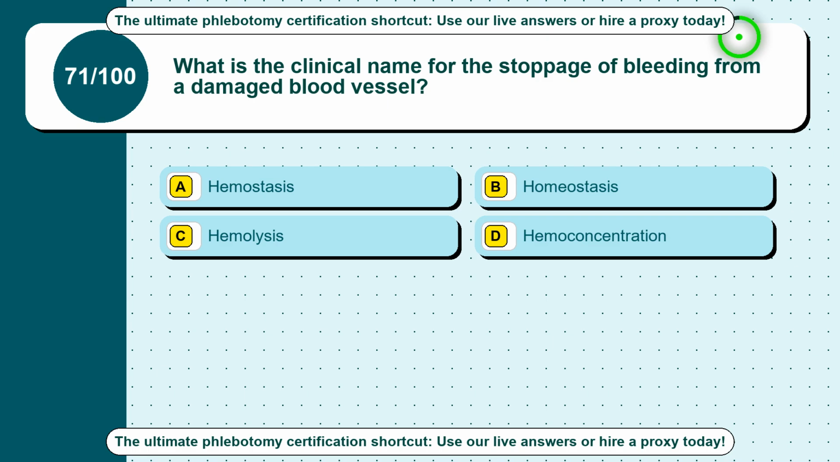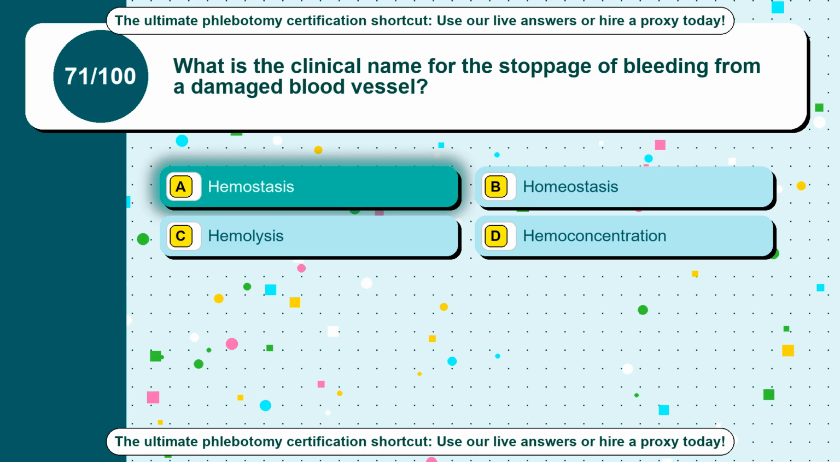Question 71. What is the clinical name for the stoppage of bleeding from a damaged blood vessel? Option A, hemostasis. Option B, homeostasis. Option C, hemolysis. Option D, hemoconcentration. The correct answer is option A, hemostasis.